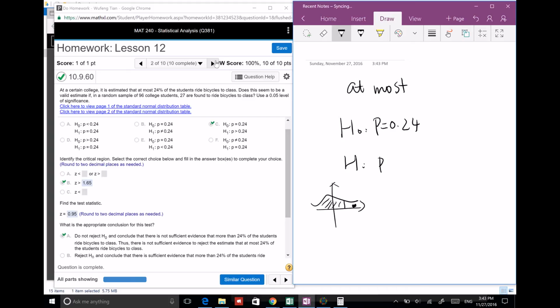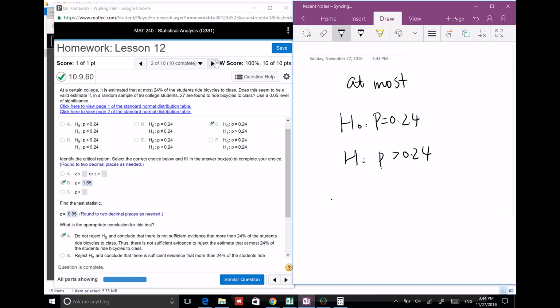So the alternative is P bigger than 0.24. If I find something on this side, I reject the null hypothesis. So the alternative hypothesis is P is bigger than 0.24. Now I have a sample, 27 out of 96. So what do we do?